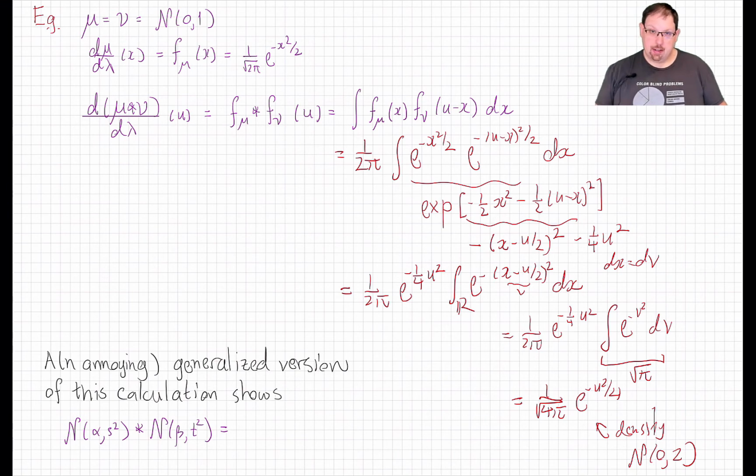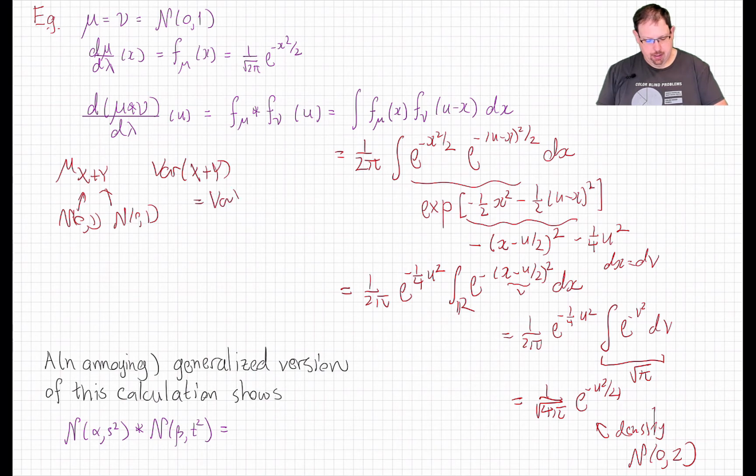Now, again, we knew that the variance had to turn out to be 2, because what we're computing here is the law of x plus y, where x and y are both standard normals and are independent. If they're independent, then they're uncorrelated, and therefore the variance of x plus y will equal the variance of x plus the variance of y, which is 1 plus 1, or 2.